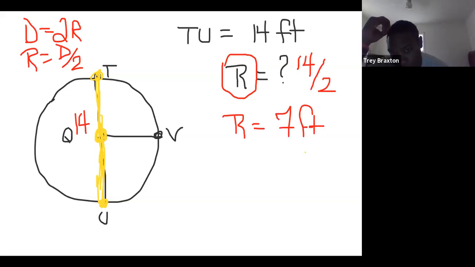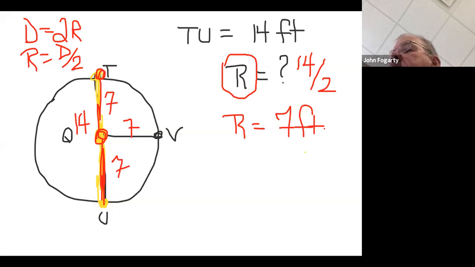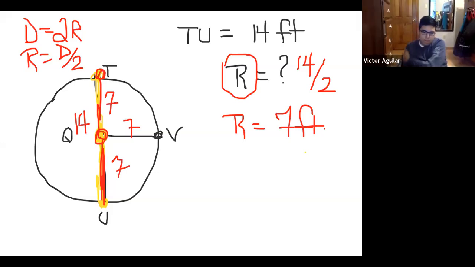And in this problem, feet. So we know this is 7. We know that QU is 7. And we know that TU is 7. Does that make sense to you guys? Yes. All right.